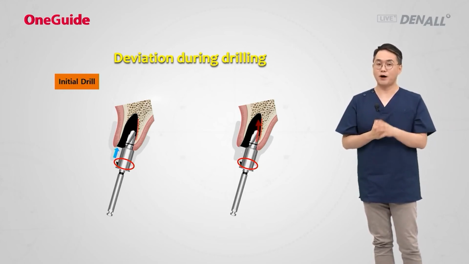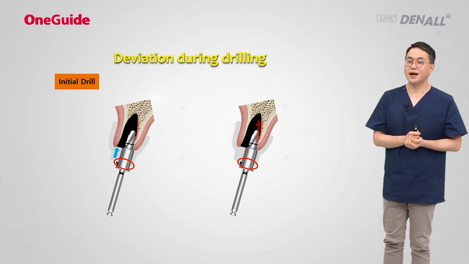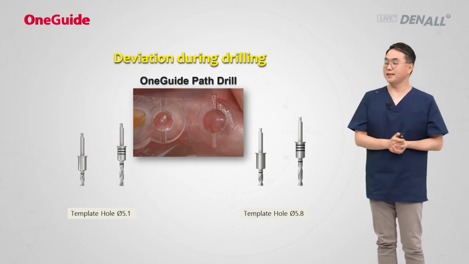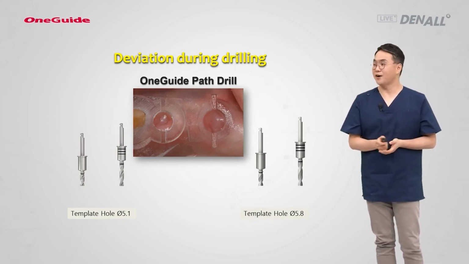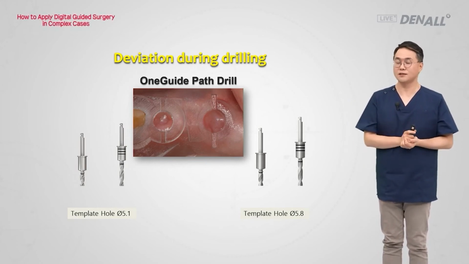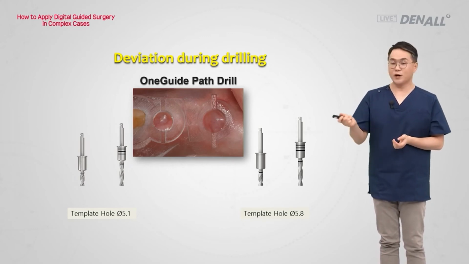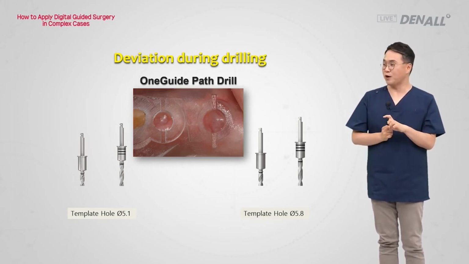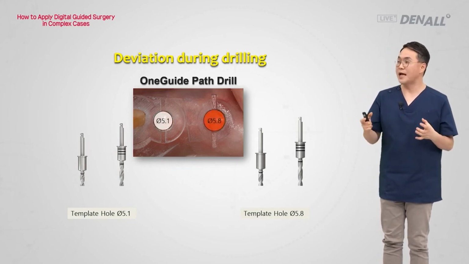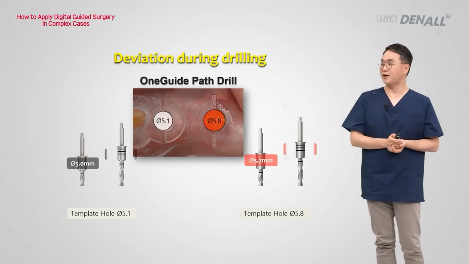To solve this, especially during the immediate placement in the canine, drill slip can occur as the palatal wall is hard. So we came up with the path drill. The path drill lengths have two options. It looks a little bit different. There are two types, two lengths, and depending on the template hole, we have two types. The guide barrel's diameters have two diameters, 5.0 and 5.7.